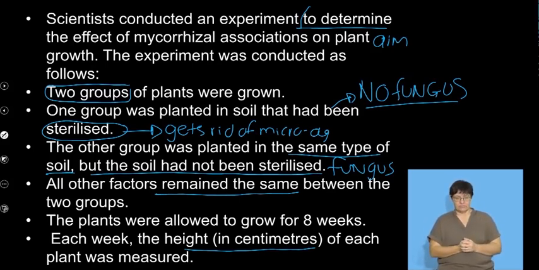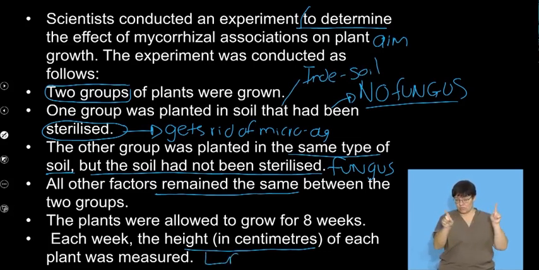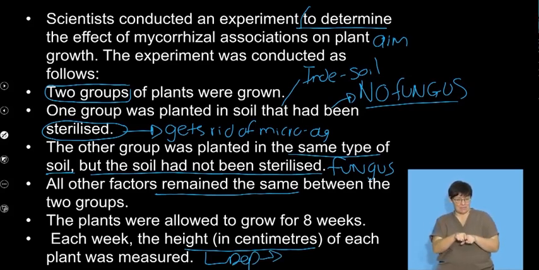So what we have here, what is our independent variable? What did we choose? We chose the independent variable, the soil, whether it was sterilized or not. What was the dependent variable? We must start thinking along those lines. What can I not control? The height of the plants.